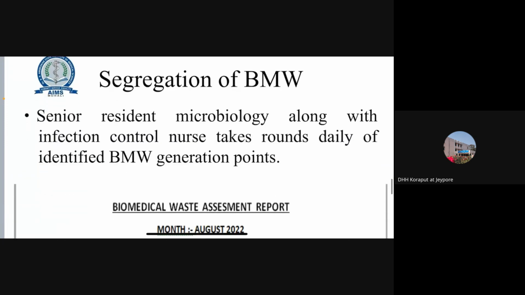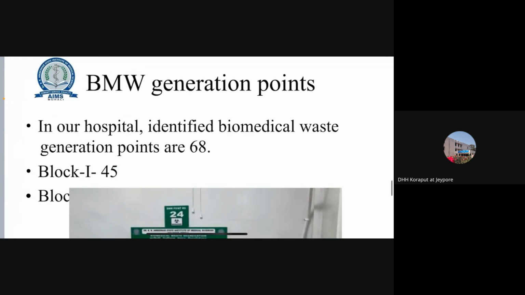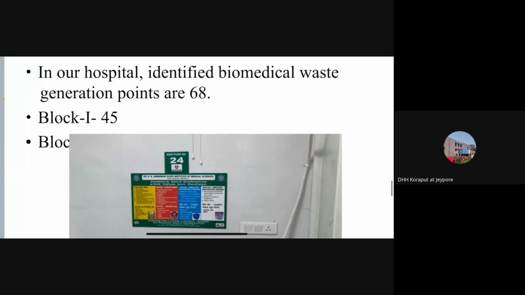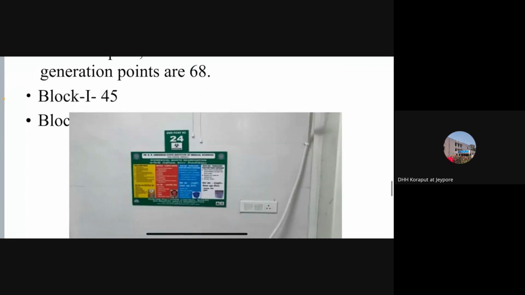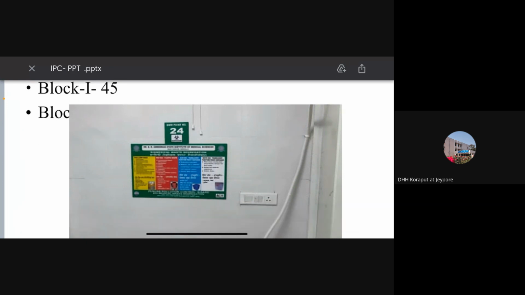So in my institute, we have made BMW points. There are BMW generation points in every ward and emergency, wherever the waste is generated, a point has been assigned. There are two blocks in the institute. In block 1, there are 45 points, and in block 2, there are 23 points. So this is one example where the waste is generated and the point number is given. Let's say this particular picture is showing point number 24, which is available in the respective ward.